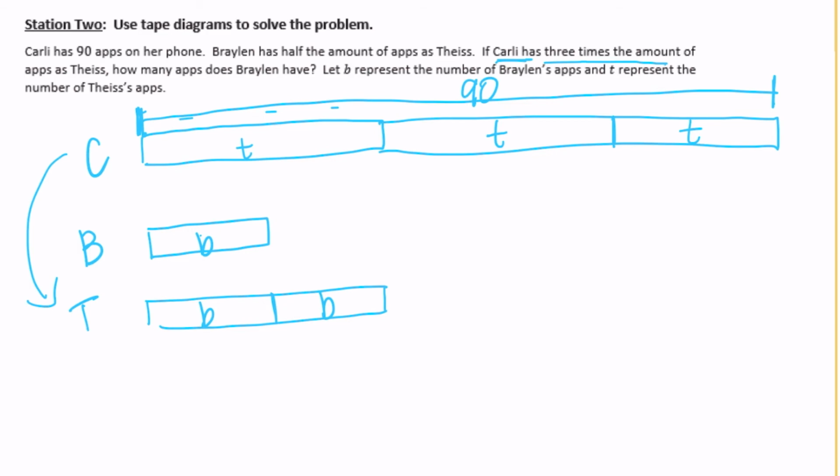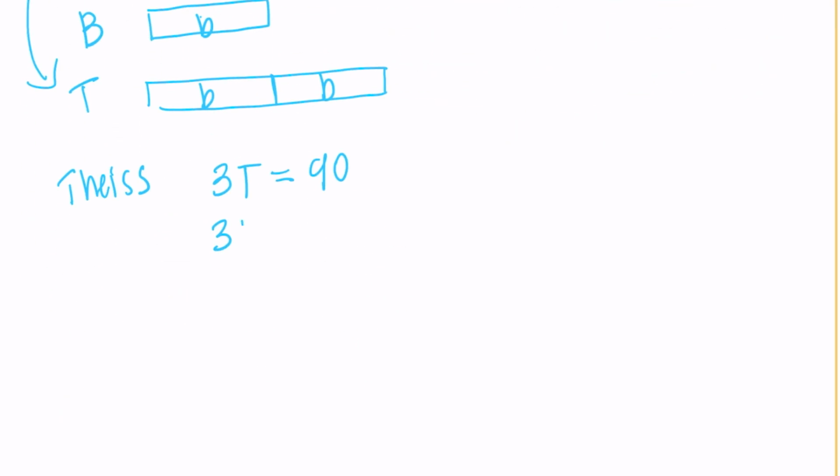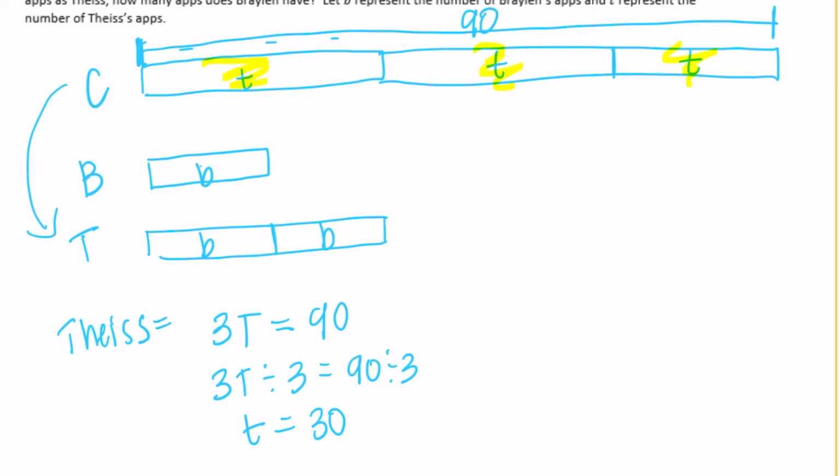we can figure out Thies by doing 3t, so 1, 2, 3t is equal to 90. And we can solve it. So 3 times t divided by 3 will be equal to 90 divided by 3. Or just t. So we got the t by itself. So t is equal to 30. So it looks like Thies has 30 apps.